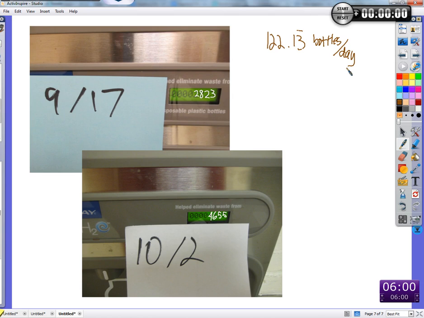If we want to know how many bottles we've saved in one day, well, we know how many bottles we've saved in how many days? 15. How many bottles have we saved in 15 days? 1,832 bottles. 15 days. Okay. And how do we get it so that it's just bottles per one day? You divide 1,832 by 15. And then you get 122.133. Exactly.